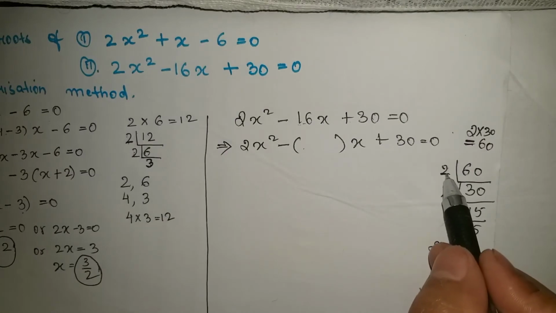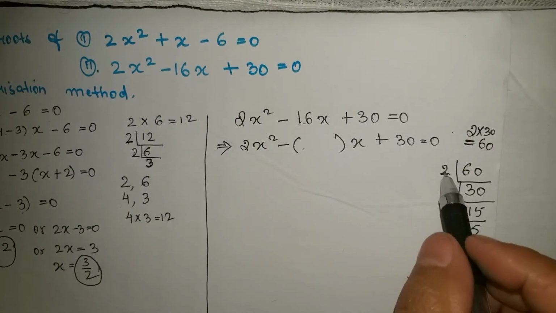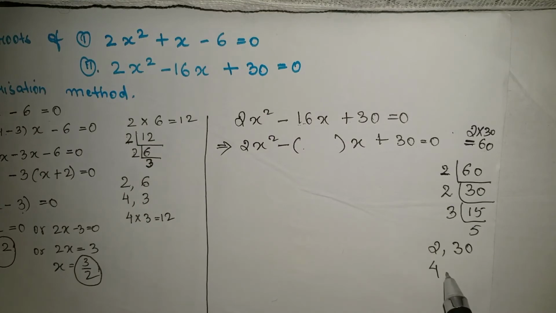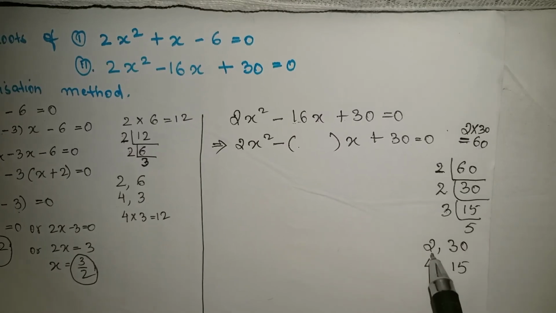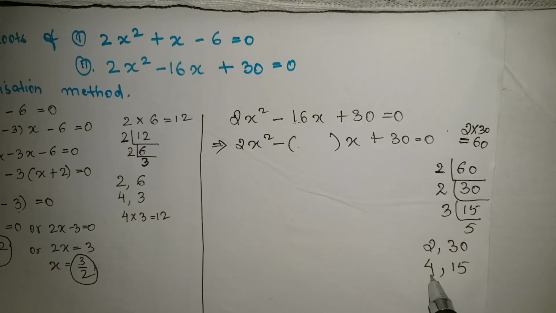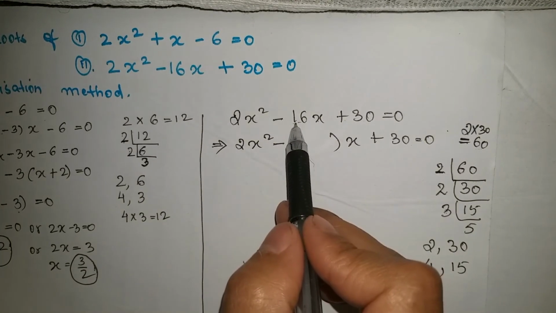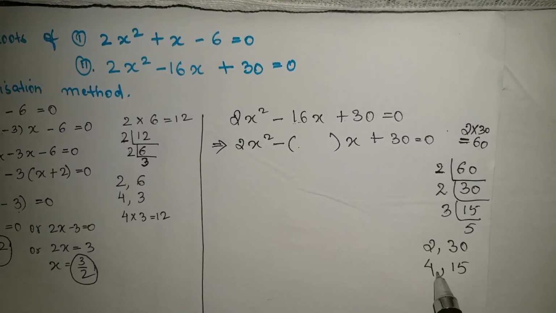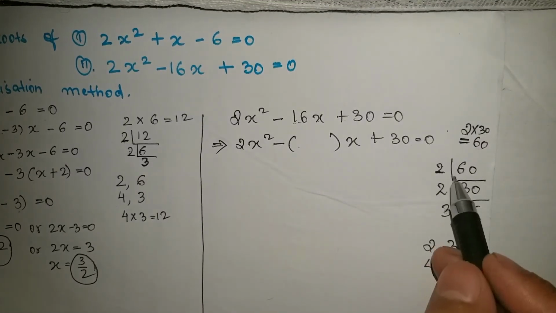Let me try the next combination, 2 and 2, which is 4. And the next number should be 3 into 5, which is 15. 4 into 15 is obviously 60. And if I add 4 plus 15 is 19. It does not give me 16. And if I subtract 15 minus 4, I get 11, which is not 16. Let me try the next combination.